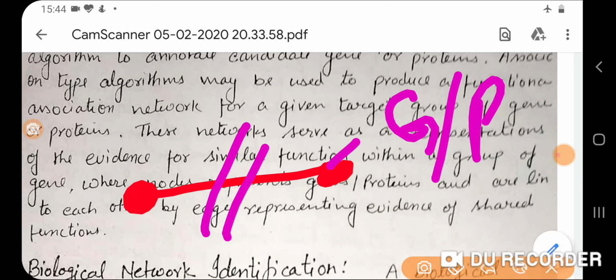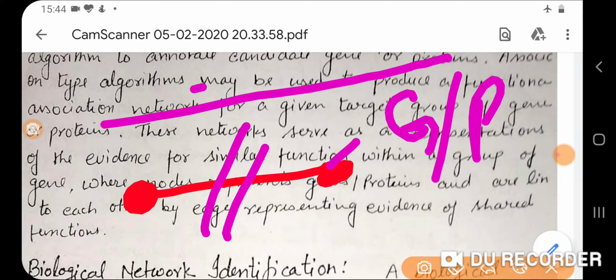So if they are very close, then they are closely packed. If they are long like this, then they are loosely connected. So by these methods we can identify the function of any protein.